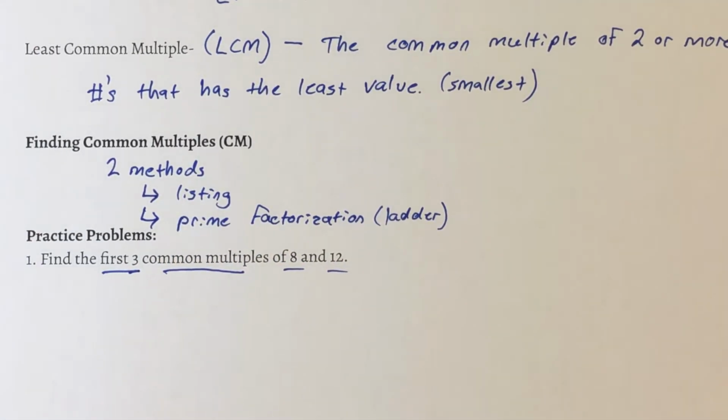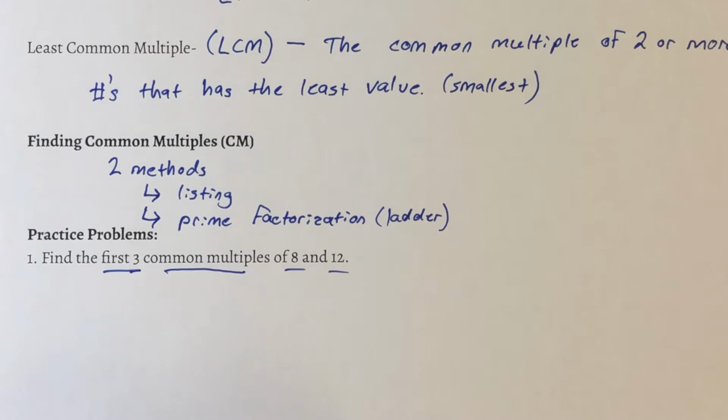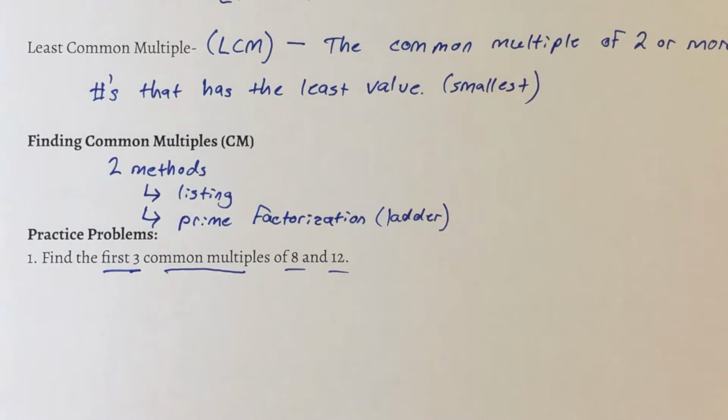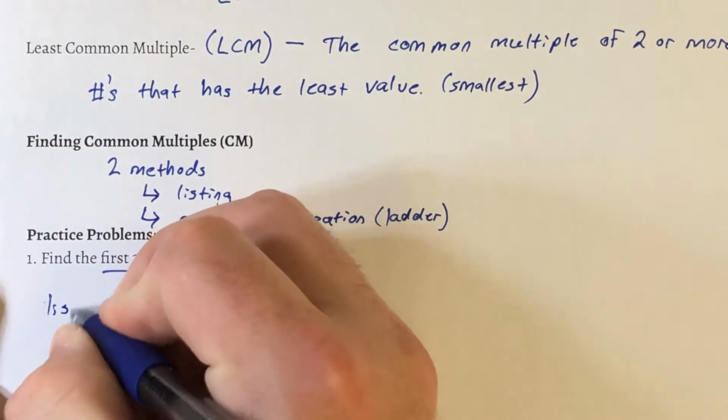If you have much larger numbers and they're not easy to count by, I would recommend prime factorization. Otherwise, it could take you hours, what it really should only take you a few minutes. And if you don't want to spend hours, make sure you're choosing the appropriate method. Otherwise, you only have yourself to blame. Okay, so we're going to use the listing method.